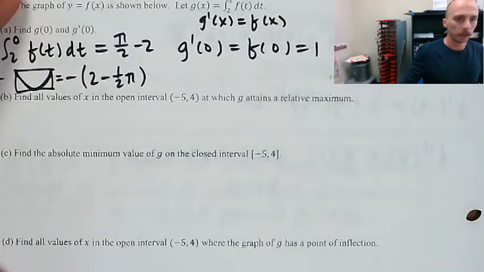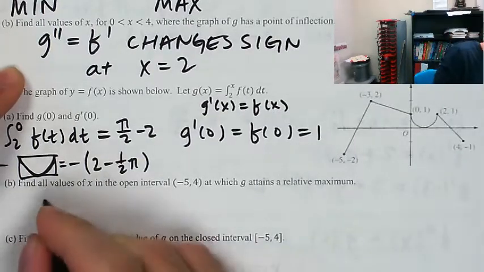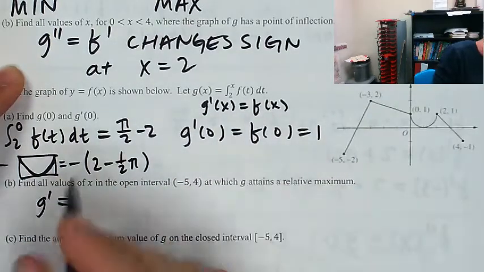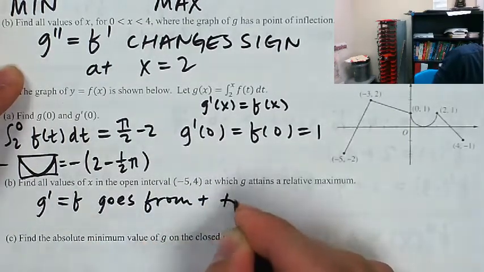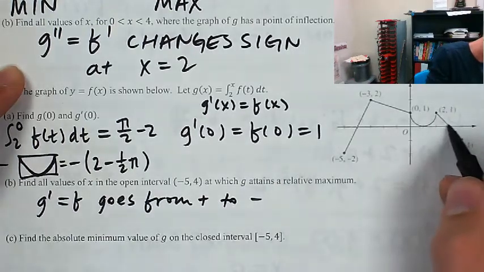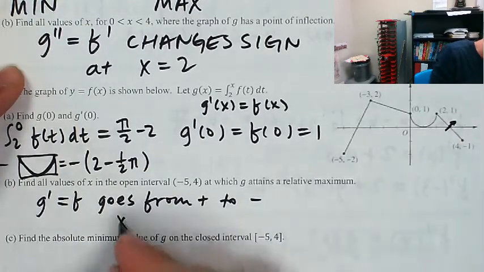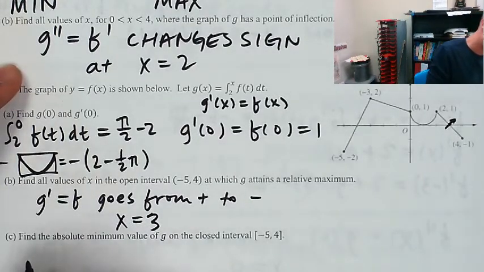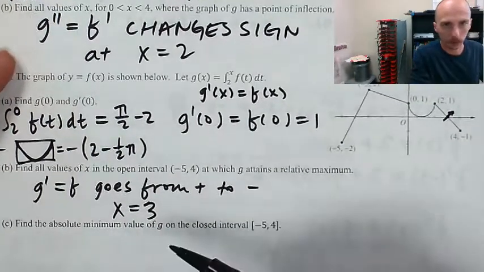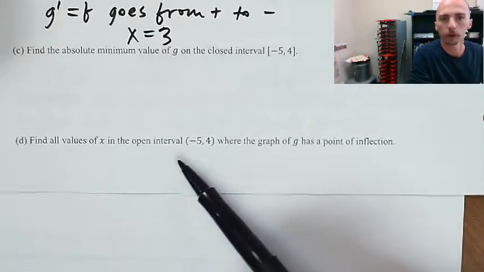All right, now we're going to find all values of x where g attains a relative maximum. Well, that'll be where g prime, which I know is equal to f, goes from positive to negative. That'll be right here, right? Right there. And so that's going to be at x equals 3. Find the minimum value of g on -5 to 4. Well, we're going to need to... I'm going to come back to this one. I've only got 2 problems left, so I'm going to do this one first, and then I'll come back to the absolute minimum problem.